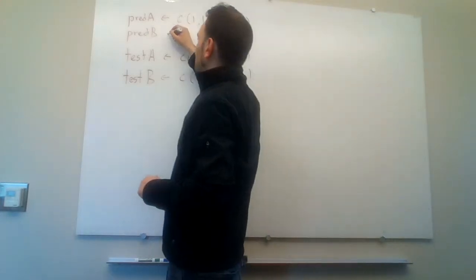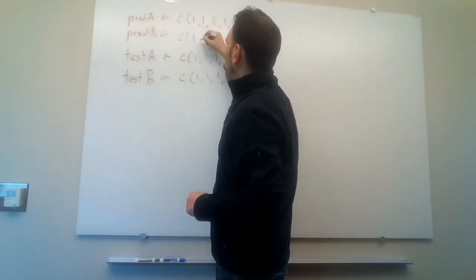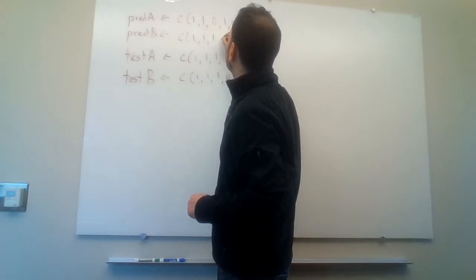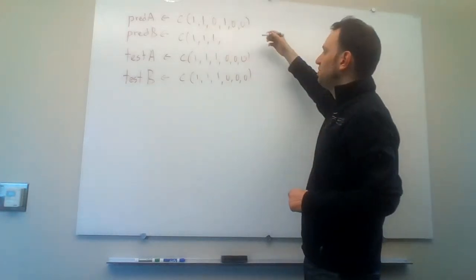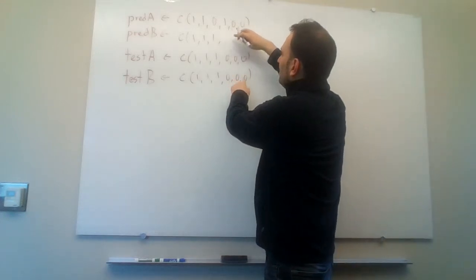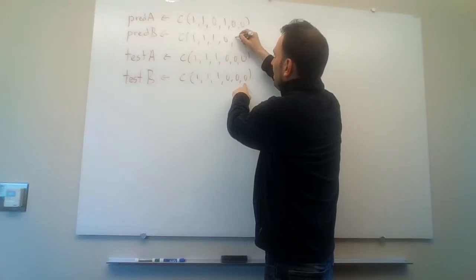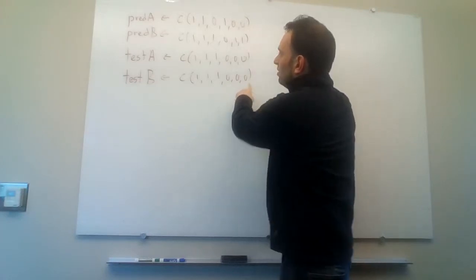And maybe for people in population B, it's a little bit different. So maybe we get all the ones correct, but then we get just one of the zeros correct, and for the rest we are wrong. So here we would say 0, and here we would say 1, 1.